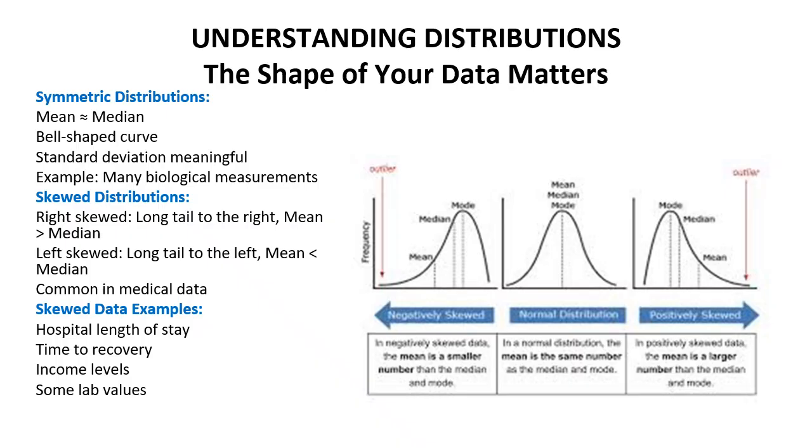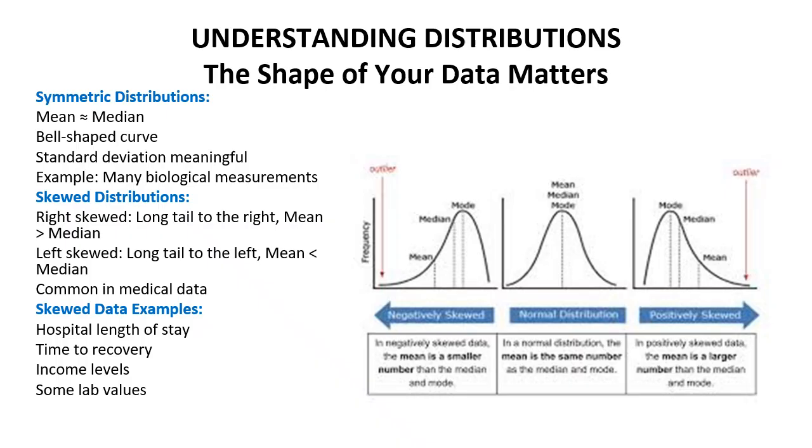What this means is they're skewed. This is very common. Skewness is extremely common in medical data. You could look at hospital length of stay, time to recovery, income, test scores, age at death. The shape of your distribution determines which summary statistics to use and which statistical tests are appropriate.